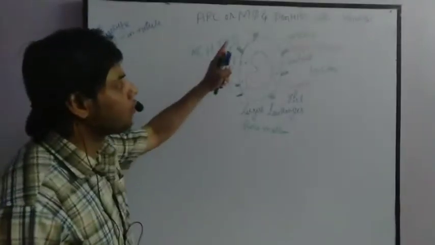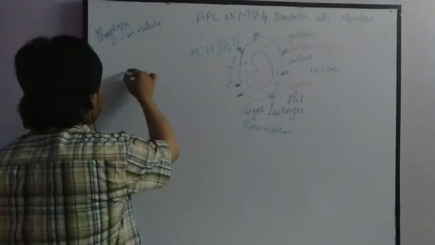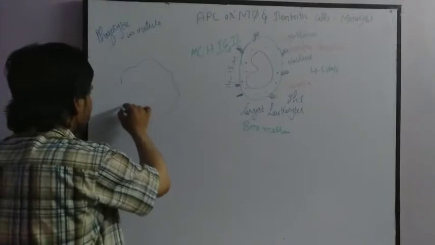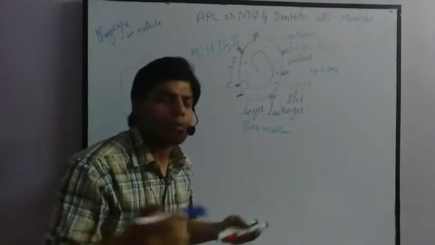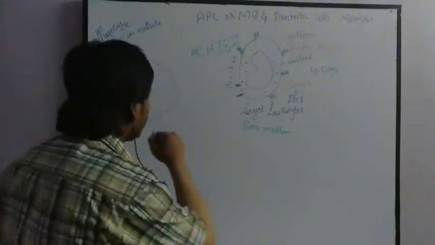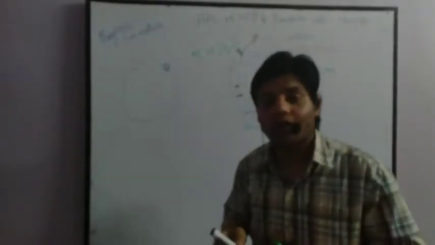Now what is the function of these 2, macrophages and dendritic cells? So let's say this is a cell. Let's suppose this is a macrophage, or let's suppose this is a dendritic cell. What actually happens? As I told you, they are involved in the phagocytosis process. So they will engulf the antigen. Now this antigen will be internalized. After that, phagosomes are formed. Now this is our antigen.